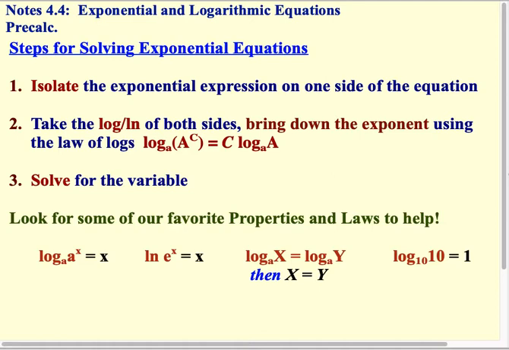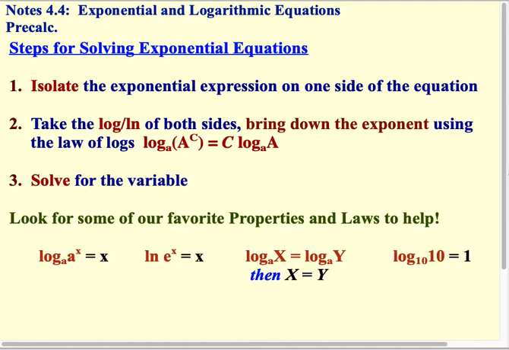Some of the properties to remember are the ones I have along the bottom of the screen here. You can see the first one I call the workhorse property, which we use quite a bit in the 4.3, 4.4 sections. The natural log version of that is the ln of e to the x is x, so that's the same property with natural log.